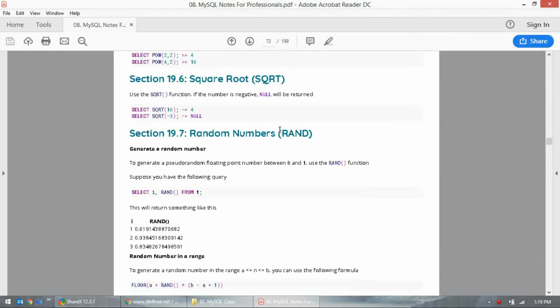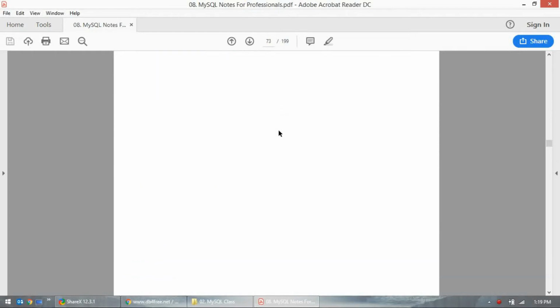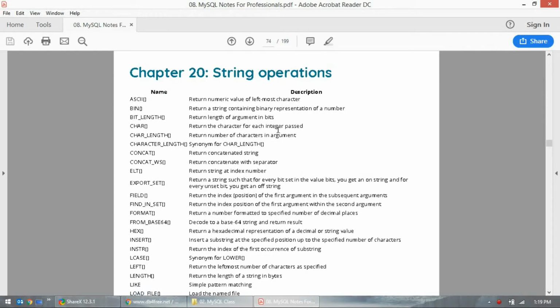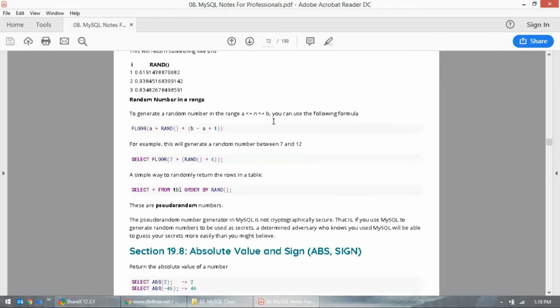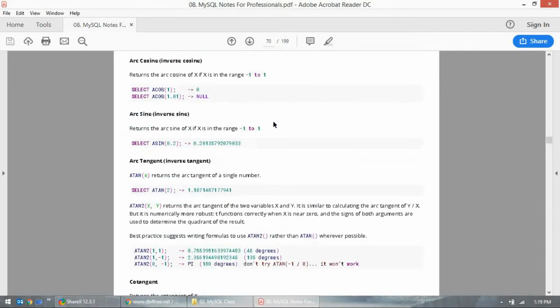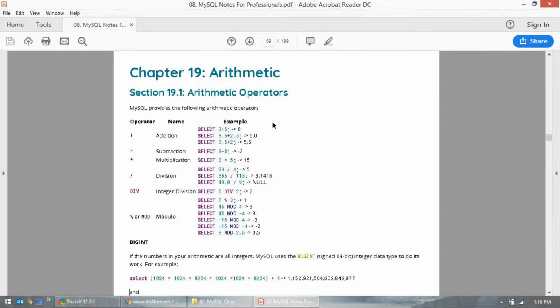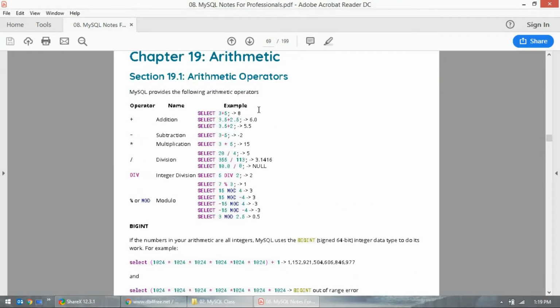Let's find out. The 20th class will be a much more theoretical point of view. Okay, so here in the 19th one, let's see what arithmetic operations are.